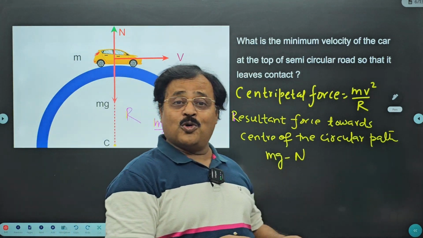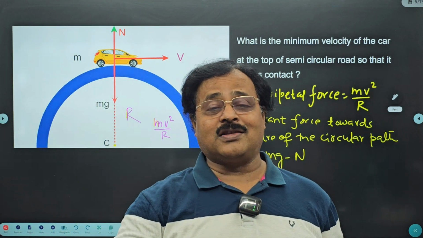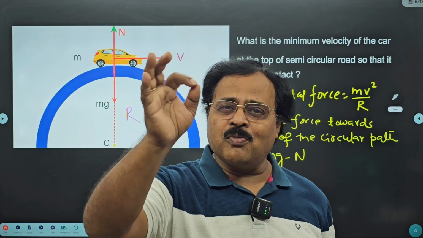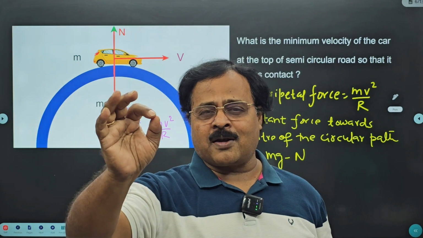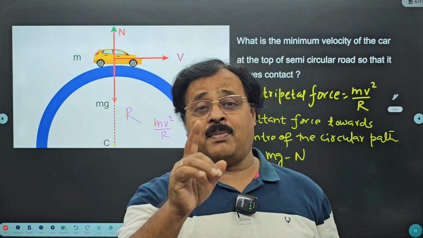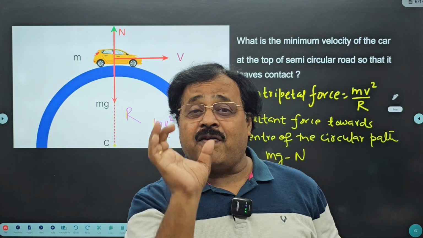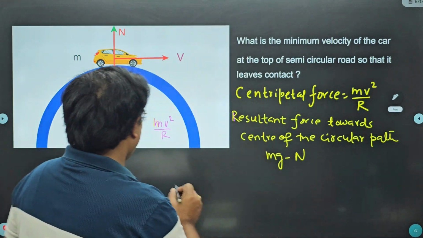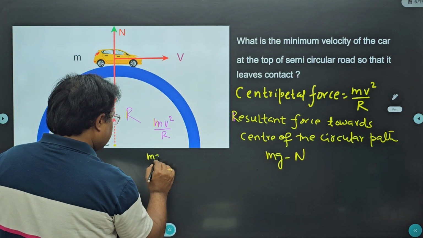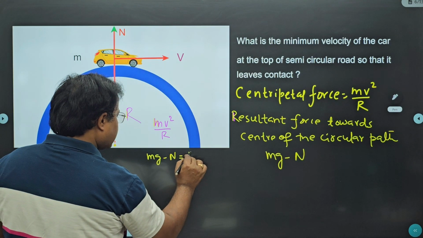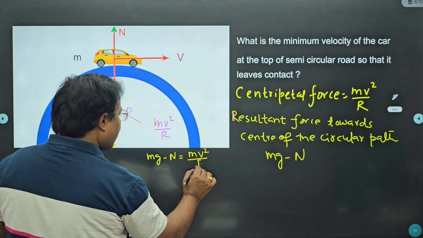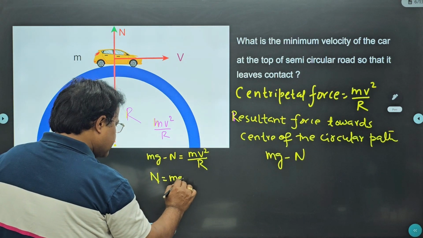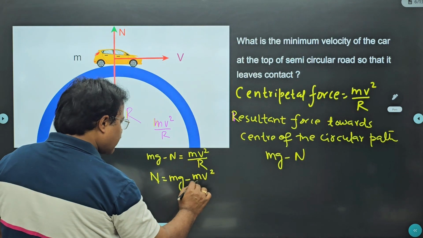It means this force which is going toward the center of the circular path provides the necessary centripetal force. My dear students, although the formula for centripetal force is mv square by r, it has to be provided by some agency. This is the basic fundamental idea which you should have. Okay, my dear students, the force toward the center of the circular path is mg minus N, which gives us the centripetal force mv square by r. What is m? Mass of the car. What is the normal reaction, my dear students? N equals mg minus mv square by r.